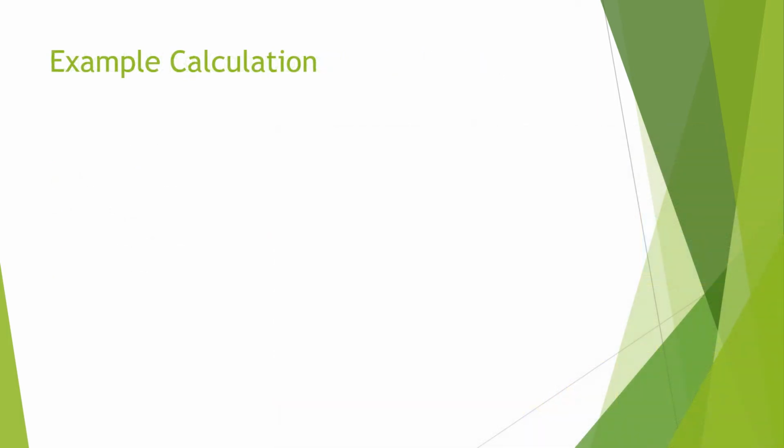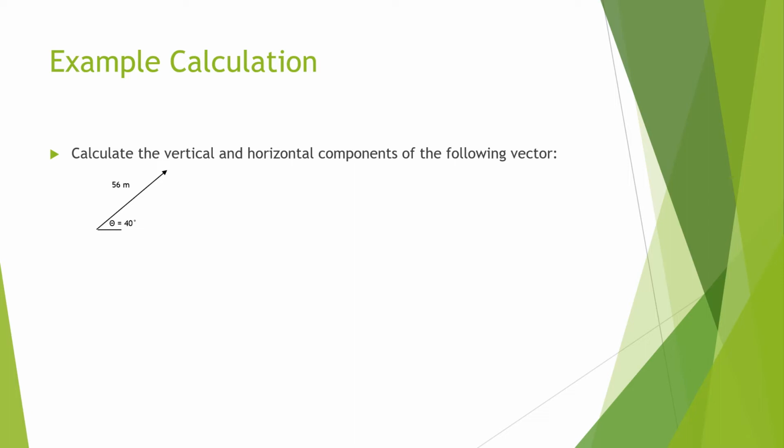Let's take a look at how we can calculate these. We're going to calculate the vertical and the horizontal components of the following vector. I have a vector with a magnitude of 56 meters and an angle of 40 degrees. The first thing I need to do is draw each of the components. So I'm going to draw an arrow that is the same amount to the right as my total vector. And then I'm also going to draw an arrow up that is the same length as the total up of my overall vector.